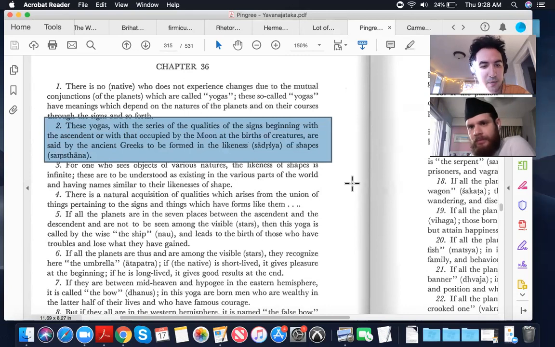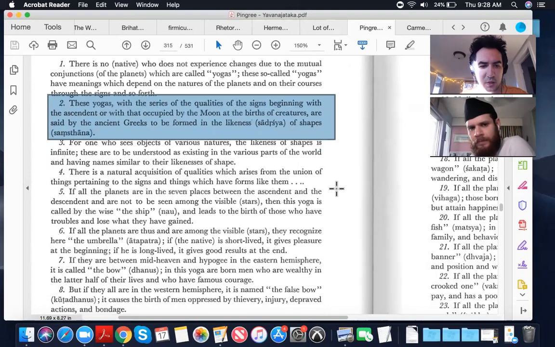But I just wanted to point this out, because we're seeing again that Yavanajataka, a very old text, is really giving a lot of importance to the Chandralagna, just like Jaimini Sutras does as well, and even I think many other Indian texts too. I'm sure Parashara does somewhere, although I can't recall it at the moment.